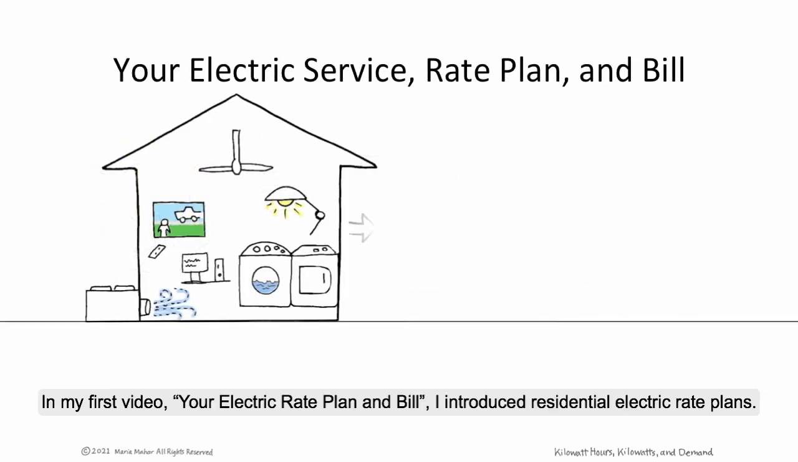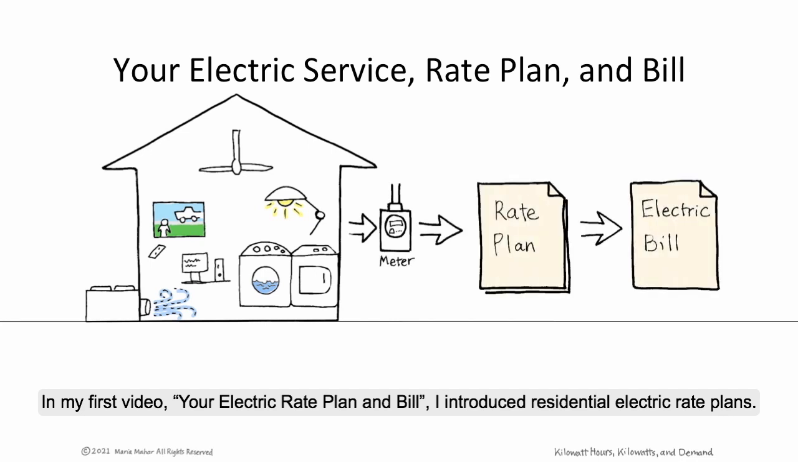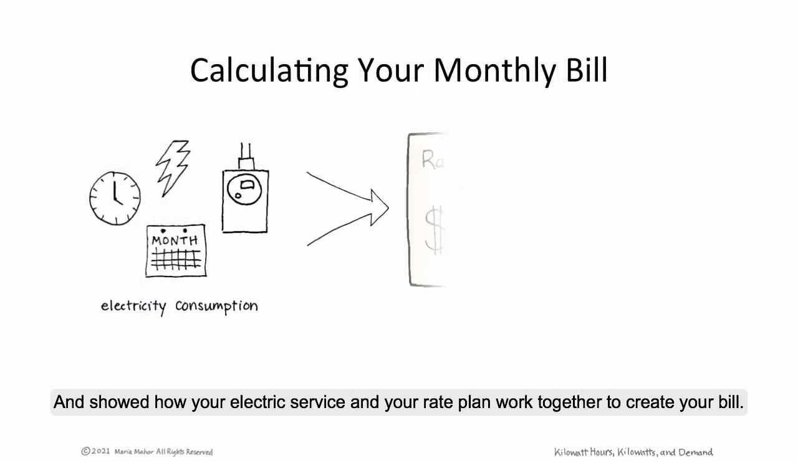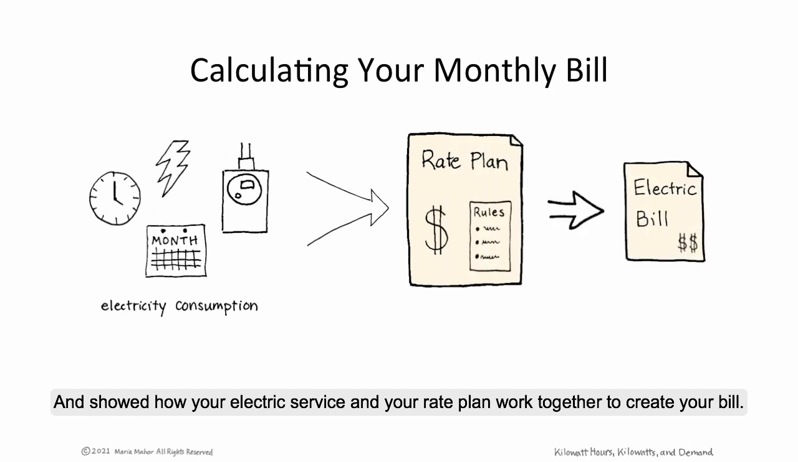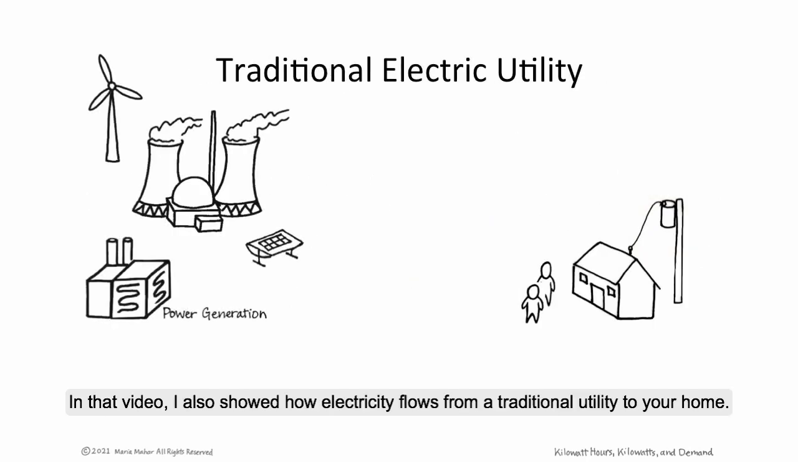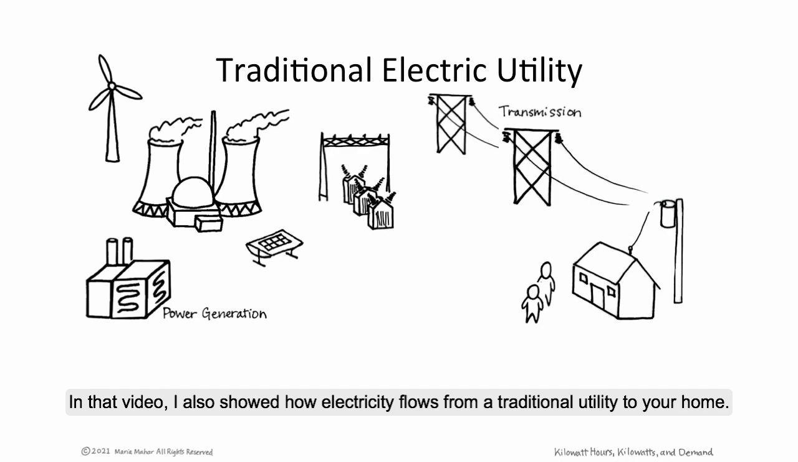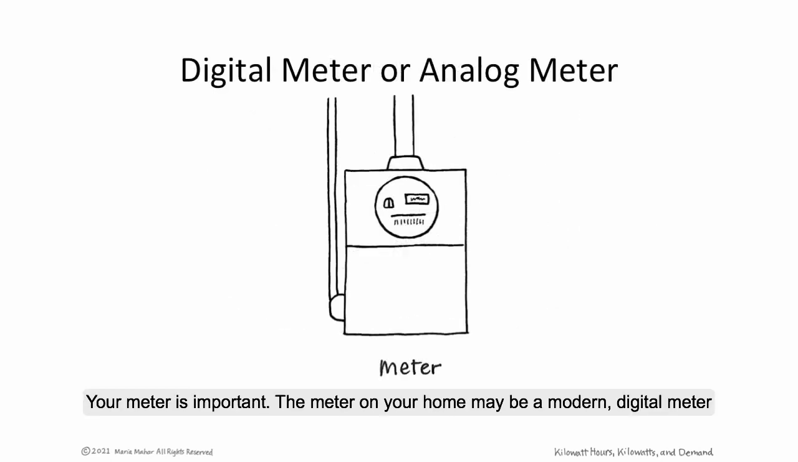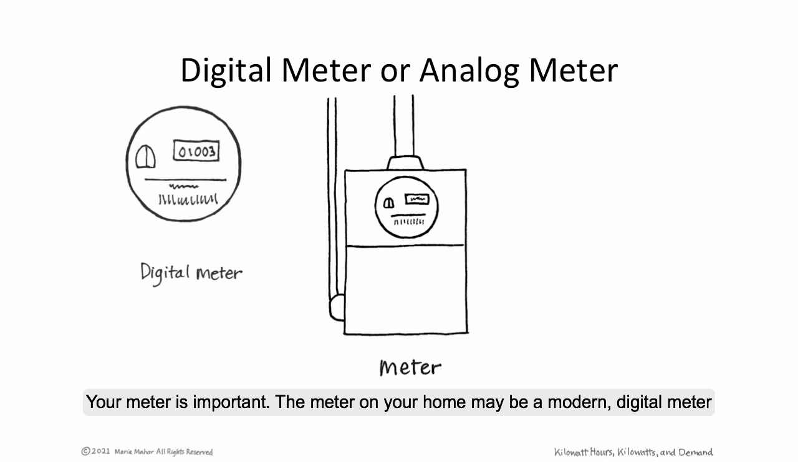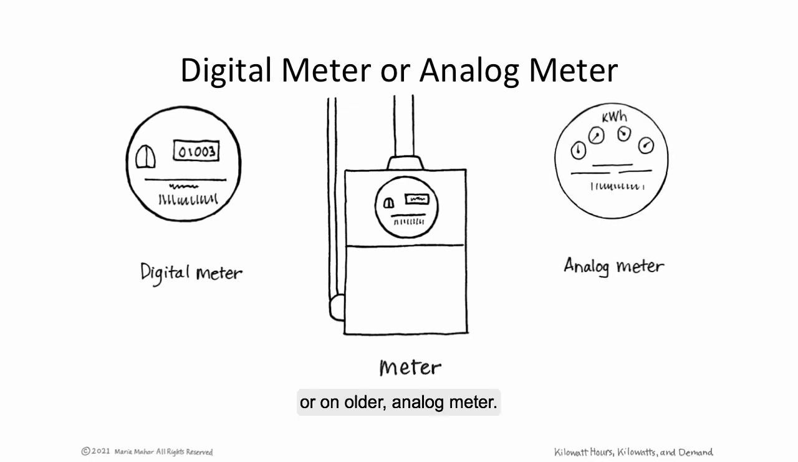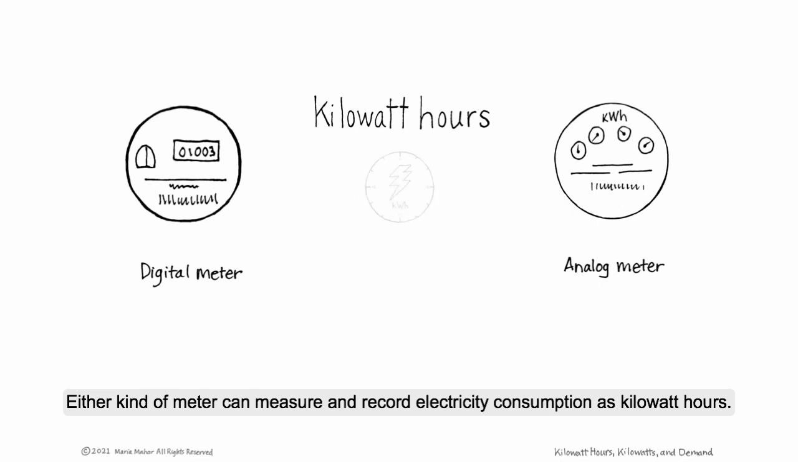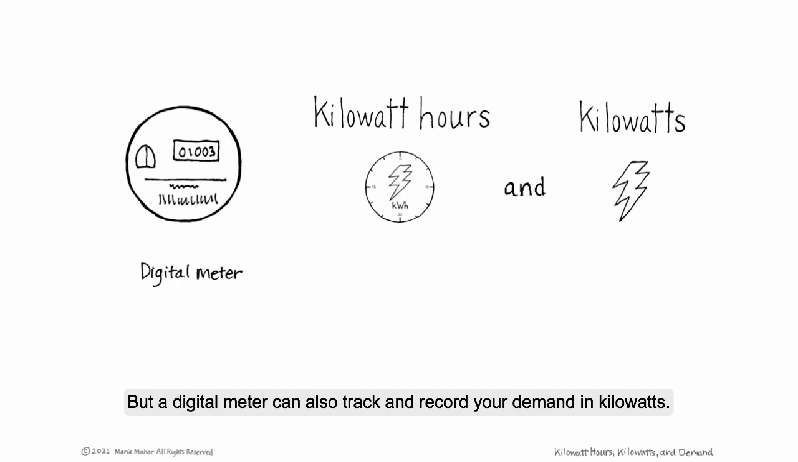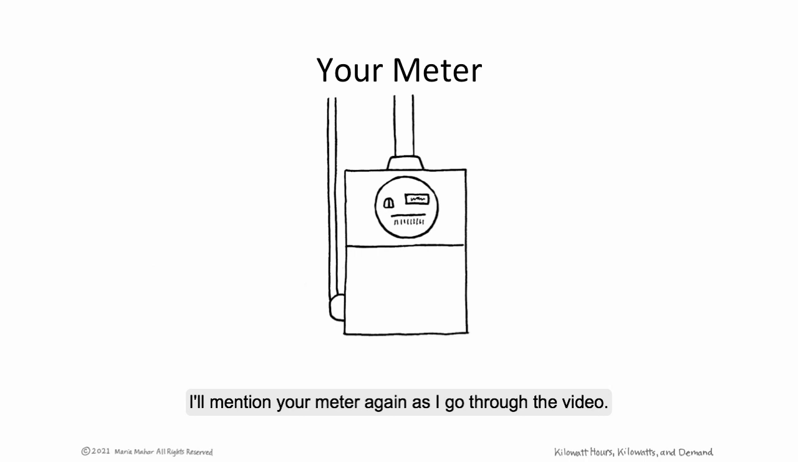In my first video, Your Electric Rate Plan and Bill, I introduced residential electric rate plans and showed how your electric service and your rate plan work together to create your bill. In that video, I also showed how electricity flows from a traditional utility to your home. As electricity flows to your home, it passes through a meter. Your meter is important. The meter on your home may be a modern digital meter or an older analog meter. Either kind of meter can measure and record electricity consumption as kilowatt hours, but a digital meter can also track and record your demand in kilowatts. I'll mention your meter again as I go through the video.